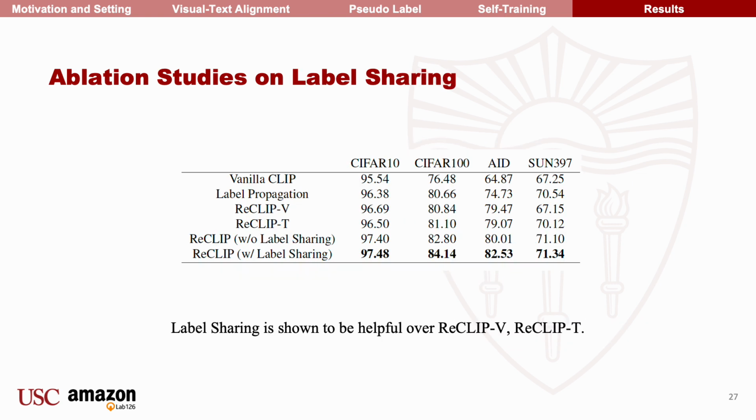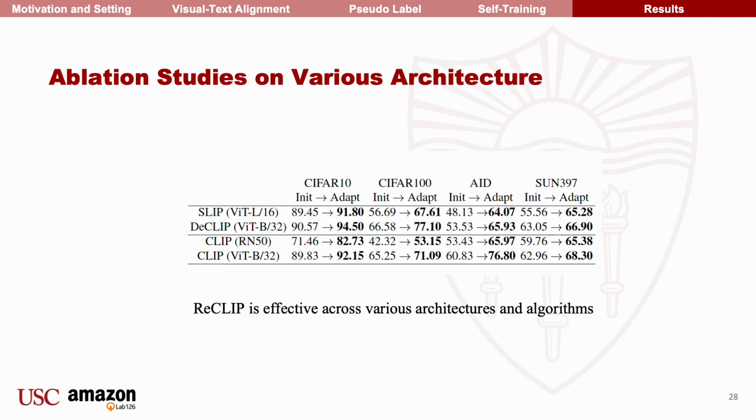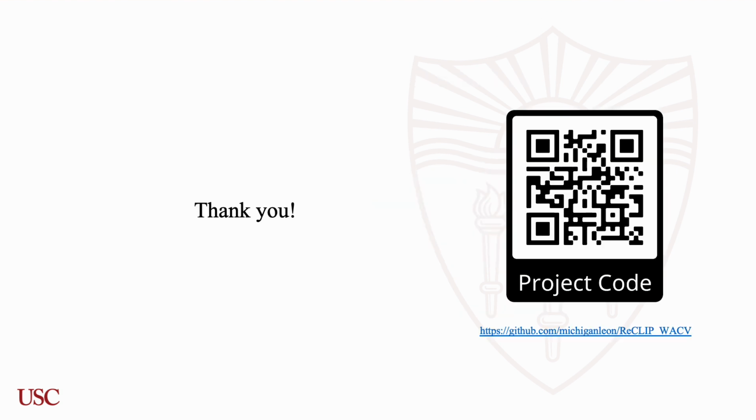In ablation studies on label sharing, it is shown that label sharing is effective in providing better results over ReCLIP-T, ReCLIP-V, and their simple average ensemble. We have also demonstrated that ReCLIP is effective over various architectures such as ResNet50 and Vision Transformer B32, as well as different pre-training algorithms such as SLIP and DeCLIP.